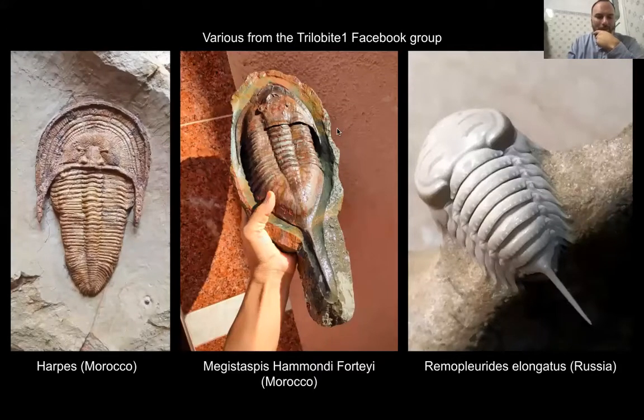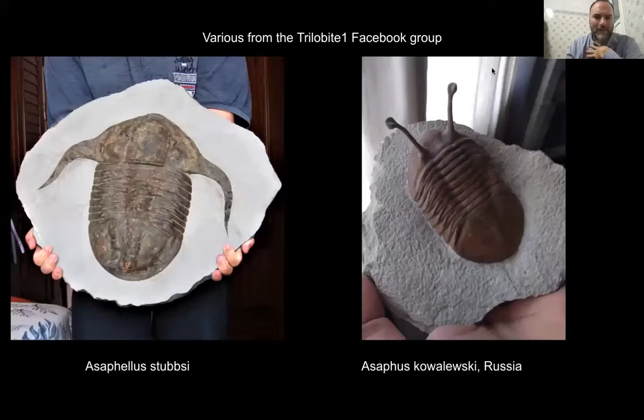So a couple different ones here. The harpies on the left, the megastaspis in the middle, and the one on the right I think is really cool. Just a pretty neat mineralization on that. And one on the left is not even the biggest trilobite ever, but it's pretty impressive. And then one of those stalk-eyed trilobites on the right. Most of the specimens of that I've seen come from Russia.